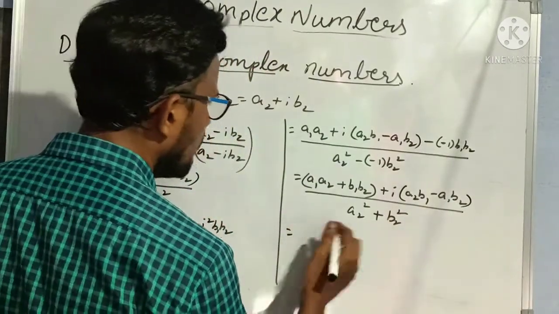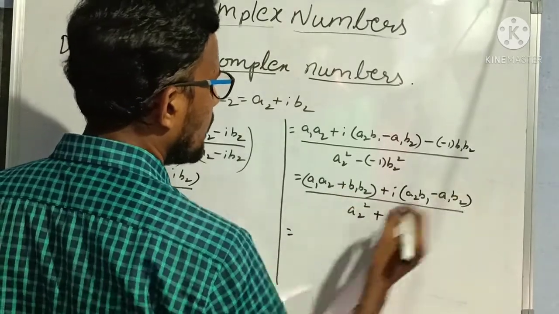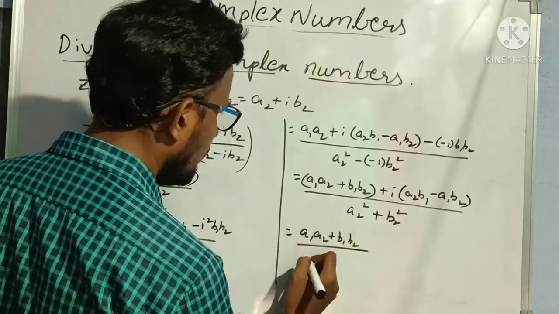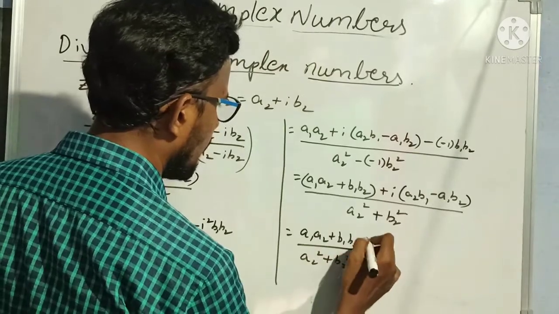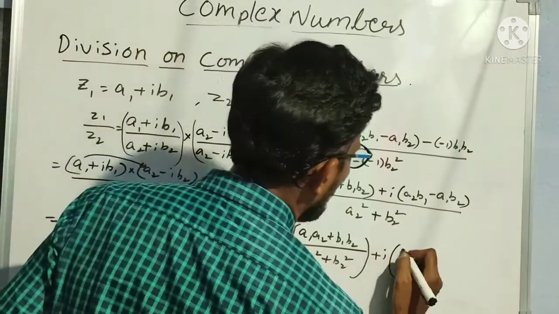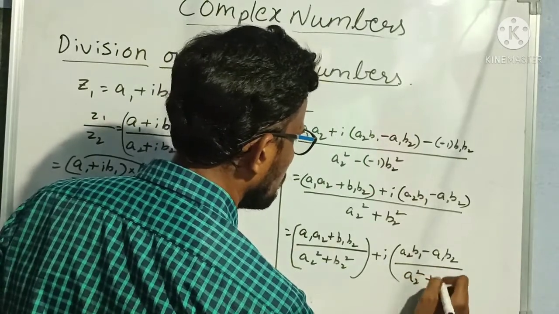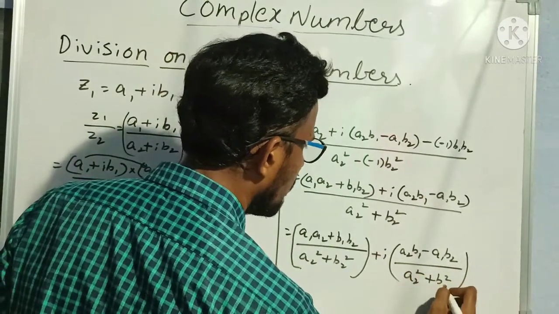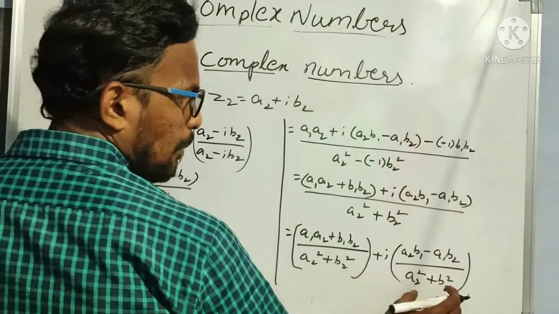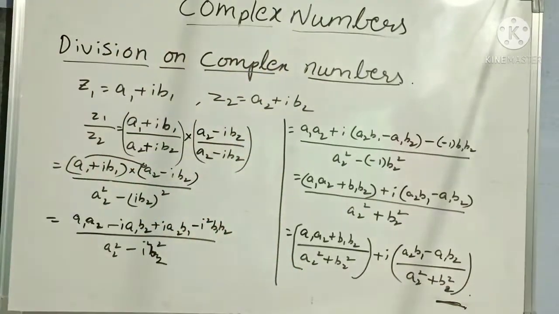Now what I have to do is divide the denominator separately for both A1A2 plus B1B2 and A2B1 minus A1B2. So what I will get is (A1A2 plus B1B2) by (A2 square plus B2 square). This is my real part, plus i into (A2B1 minus A1B2) by (A2 square plus B2 square). This is my imaginary part. Now this is in the form of a plus ib. Yes, again I am getting some complex number, right? So this is how we have to do division of complex numbers.